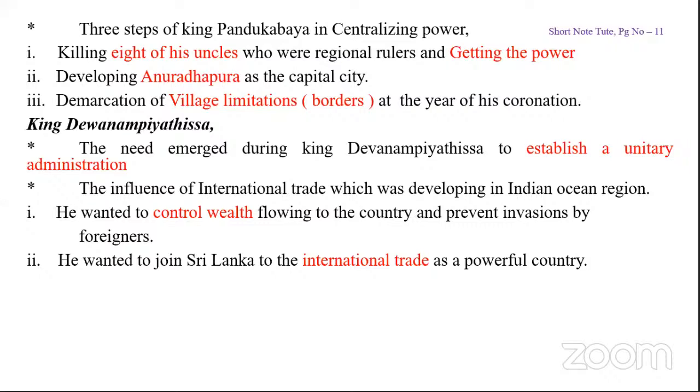That process had been done by King Devanampiyatissa. Why did he want to do that? The influence of international trade which was developing in the Indian Ocean region. So he wanted to join Sri Lanka to the international trade as a powerful country. If he joined Sri Lanka to the international trade, what would happen? A huge wealth would come to the country. So that had to be controlled.